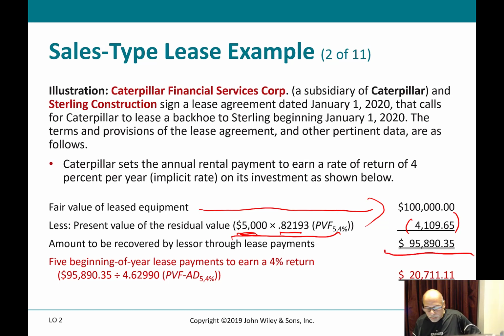Okay, that gives us a present value of $95,890. Now what you would do is go to the present value of the annuity factor for that and divide. You'd go to 5 years, 4%. You'd find that factor, divide the $95,890 by it, and that's how you come up with the annual payments. From the lessee standpoint, the lessor would provide that information.